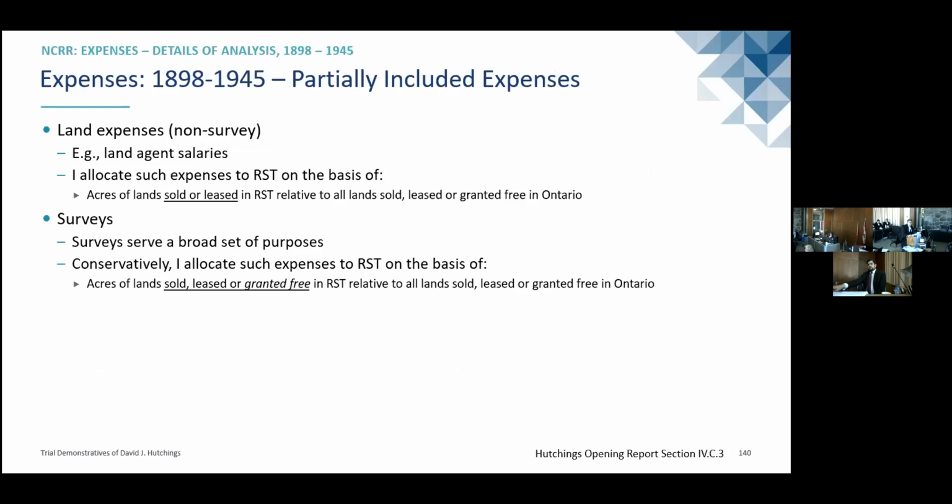Right. Okay, so now I want to talk about slide 140, 1898 to 1945. What are some of the other partially included expenses? So again, when it comes to land expenses not related to surveys, this might be your land agent salaries and other cost of administering the Crown Lands branch. I again allocate expenses on the basis of acres of land sold or leased relative to all lands sold, leased, or granted free. So there's an adjustment in there to account for the fact that some of the lands were granted free.